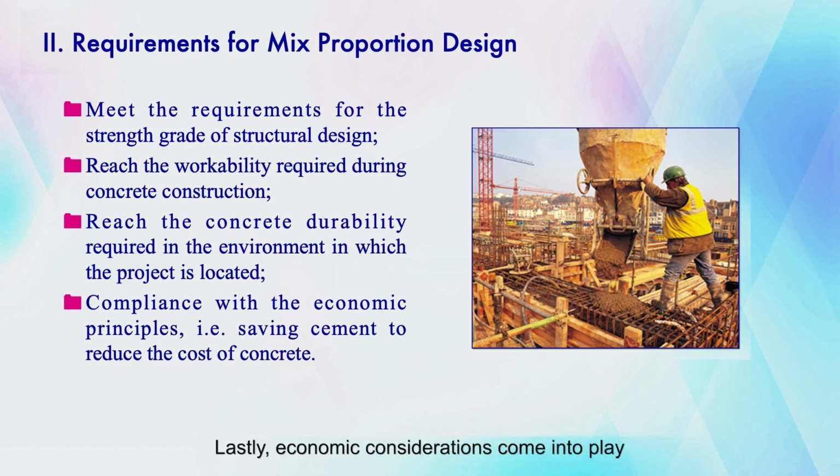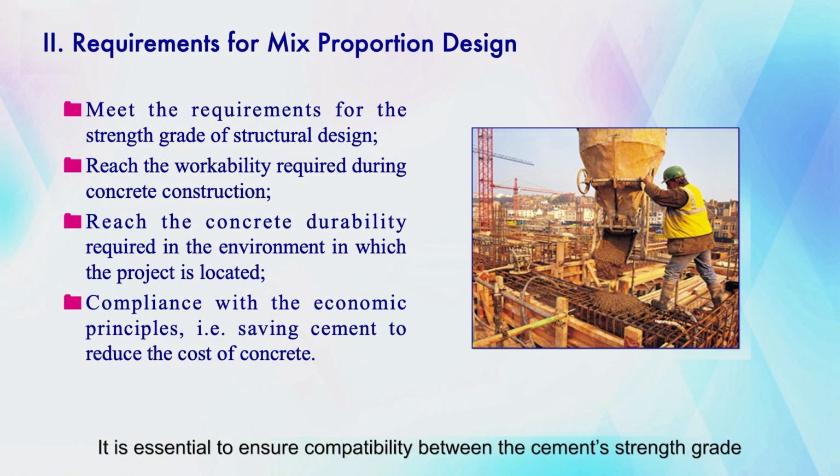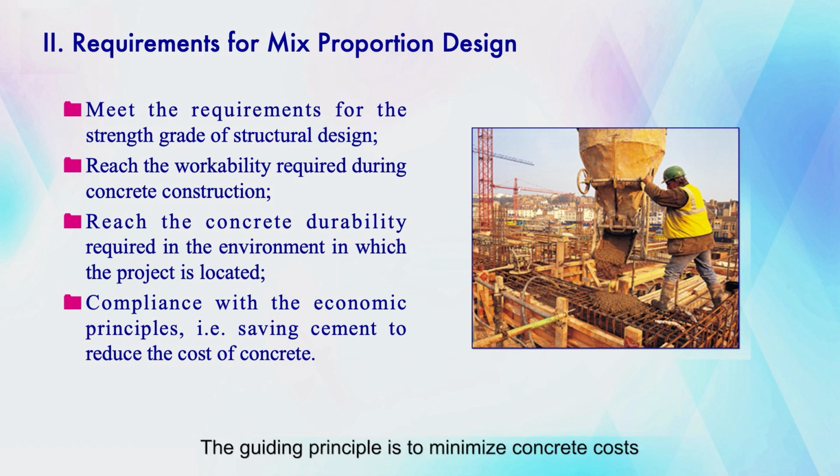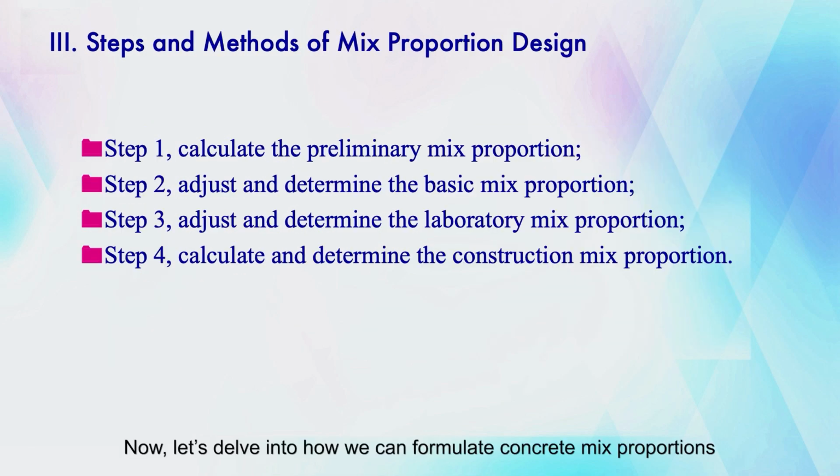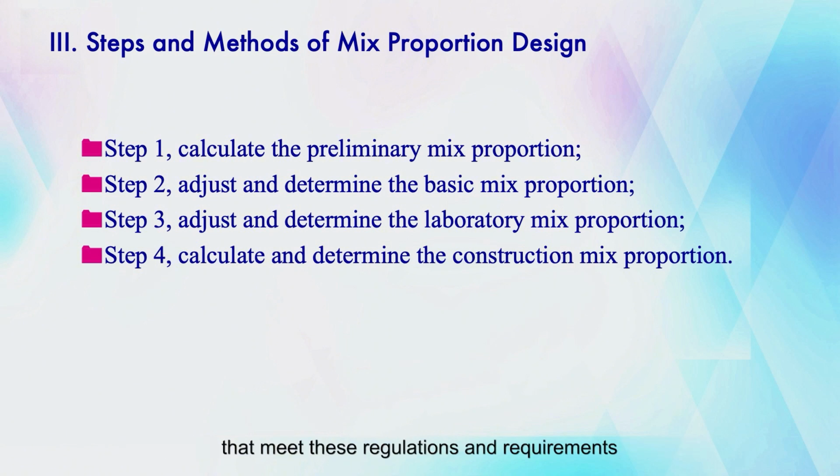Lastly, economic considerations come into play. It is essential to ensure compatibility between the cement strength grade and the concrete strength grade while striving to conserve cement and make efficient use of local material and industrial byproducts. The guiding principle is to minimize concrete costs while adhering to relevant technical requirements. Now, let's delve into how we can formulate concrete mix proportions that meet these regulations and requirements. In the upcoming sections, we will introduce the methods and steps of concrete mix proportion design.